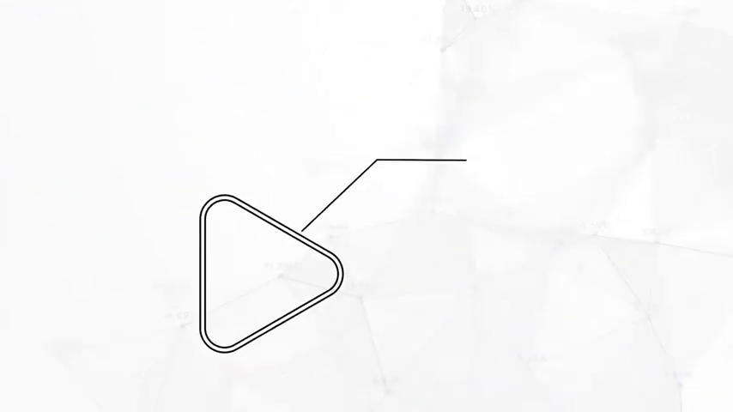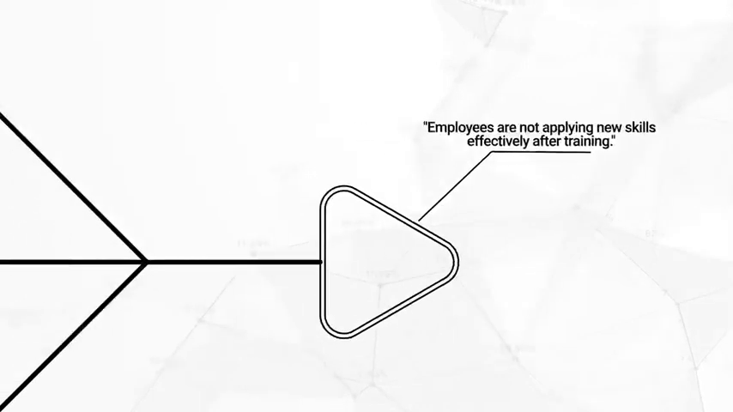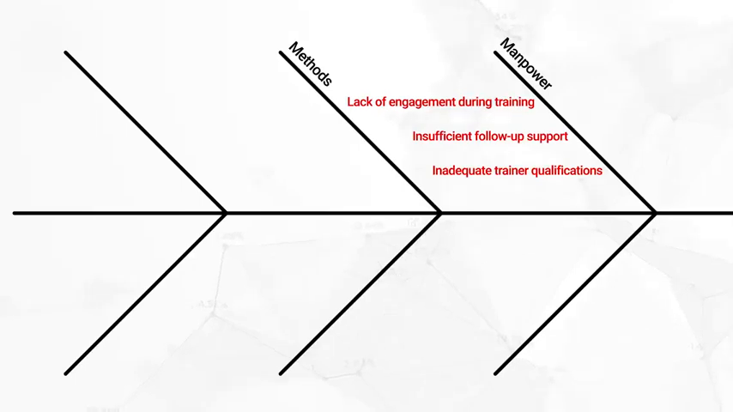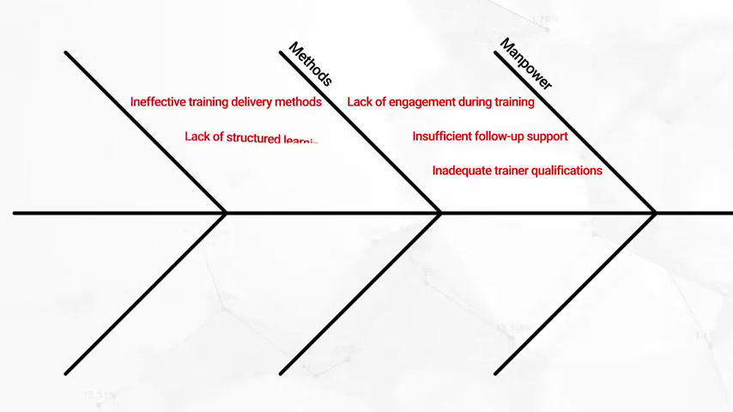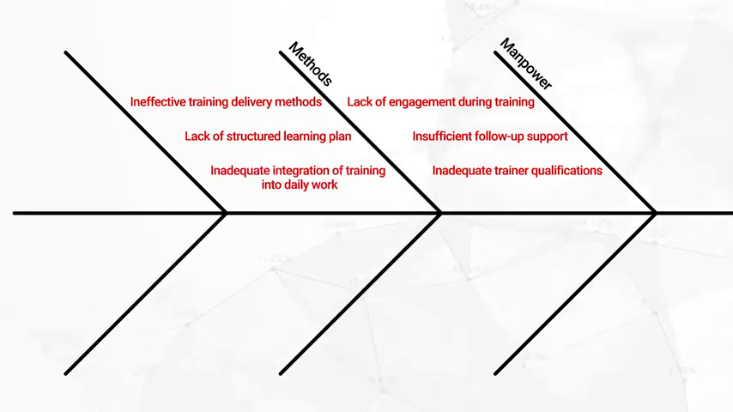Here's an L&D related example of how to apply the fishbone analysis, with the problem statement that employees are not applying new skills effectively after training. And the fishbone diagram using the 6 M's can be drawn like this. With the manpower or people, it could be lack of engagement during training, insufficient follow-up support, or inadequate trainer qualification. Moving on to the methods, it could be due to ineffective training delivery methods, lack of a structured learning plan, or inadequate integration of the training into daily work.